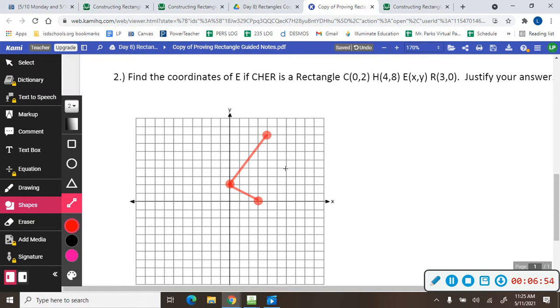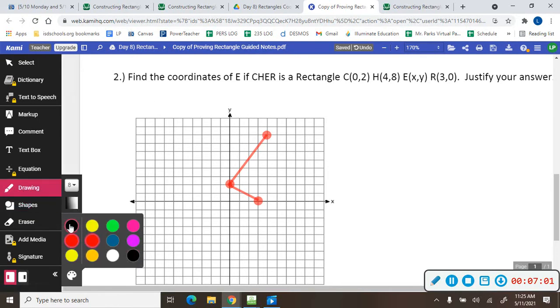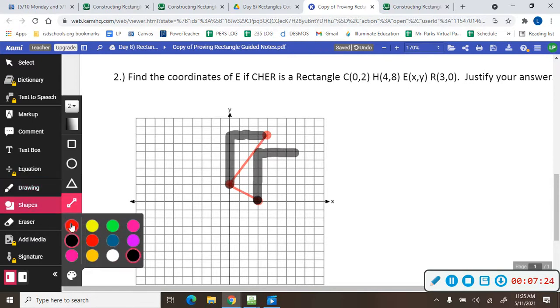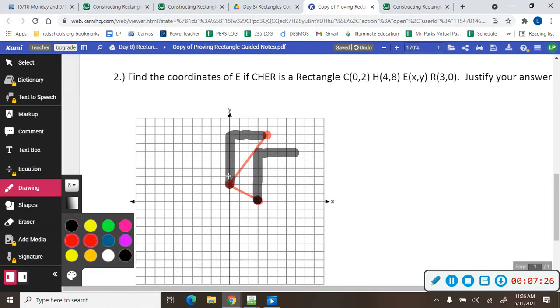And the easiest way to find that is by using a slope. So I'd count up from here. You go up 1, 2, 3, 4, 5, 6, and over 1, 2, 3, 4. So I would do the same from this point. I'd go up 6, 1, 2, 3, 4, 5, 6 over 4, 1, 2, 3, 4. So to make a rectangle, E should go right about there.